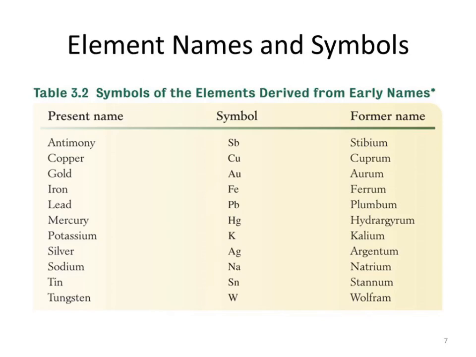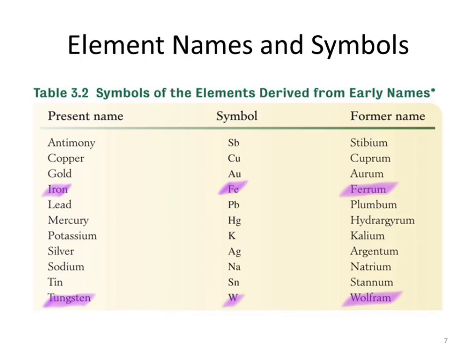All right, so if I look here, iron is Fe, and that's because its original name in Latin was ferrum, and so Fe is an abbreviation for ferrum. Another crazy one, tungsten, is a W because its name used to be wolfram. All right, so these are still around.